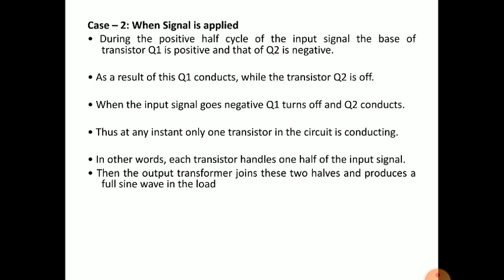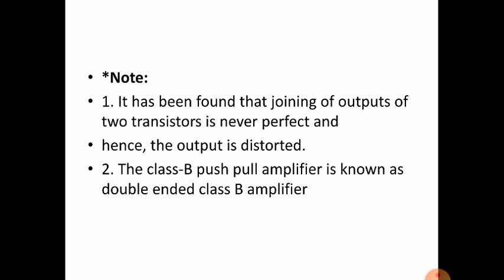In other words, each transistor handles one half of the input signal. At any instant of time, only one transistor is conducting and it handles only half of the input. Thus the output transformer joins these two halves and produces a full sine wave in the load.